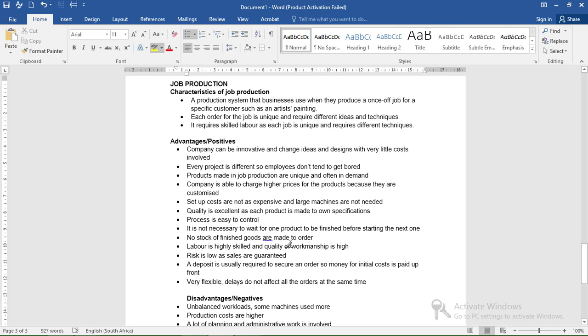Labor is highly skilled and the quality of workmanship is high, right? Correct. Risk of low sales is eliminated, right? There are no low sales because whatever you do usually is required. People are already giving you orders before you even do it, and usually you use deposits as a guarantee, so you don't lose any money.